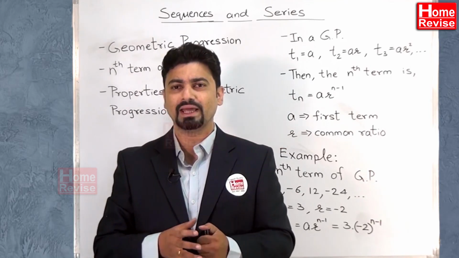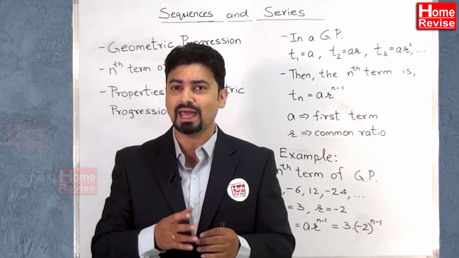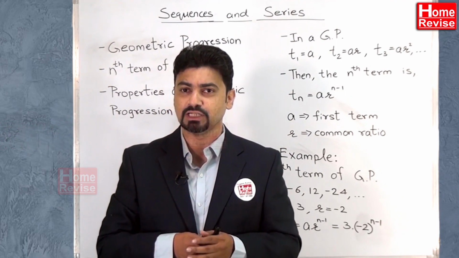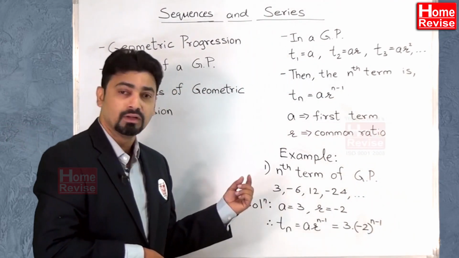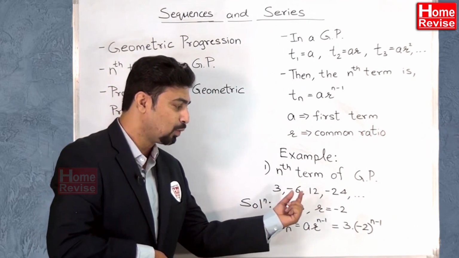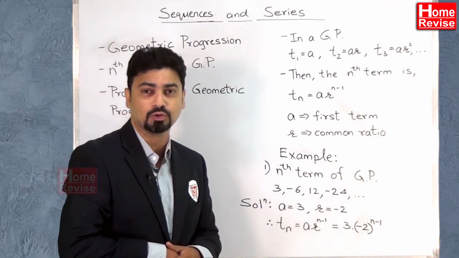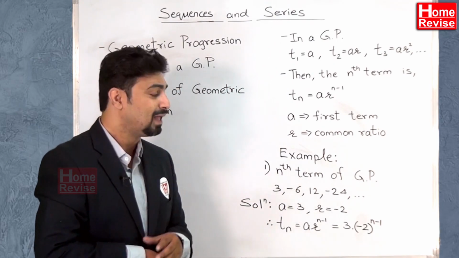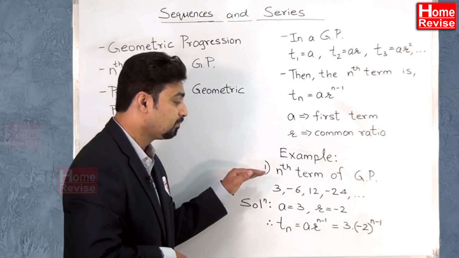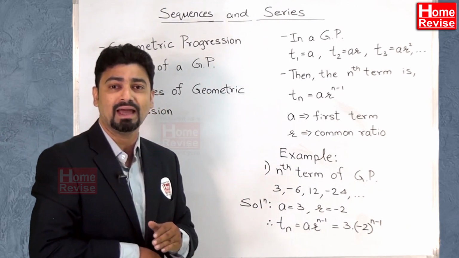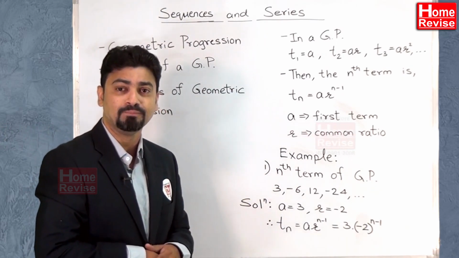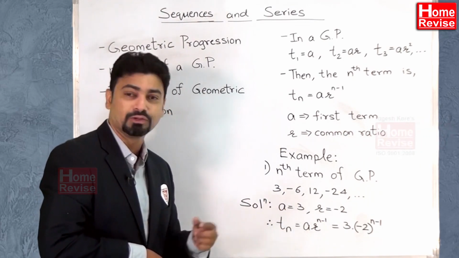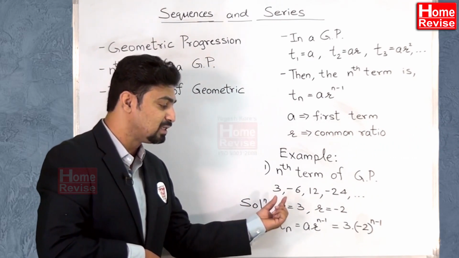Let us now take one example to understand how to find the nth term of a geometric progression, that is GP. So let us consider a GP as 3, minus 6, 12, minus 24, and so on. So this 3, minus 6, 12, minus 24 is our GP, and they have asked us to find the nth term. So how do we find the nth term? Let us first analyze our GP, that is a progression. We see that 3 is the first term, so A is denoted as 3. So first term A is equal to 3.